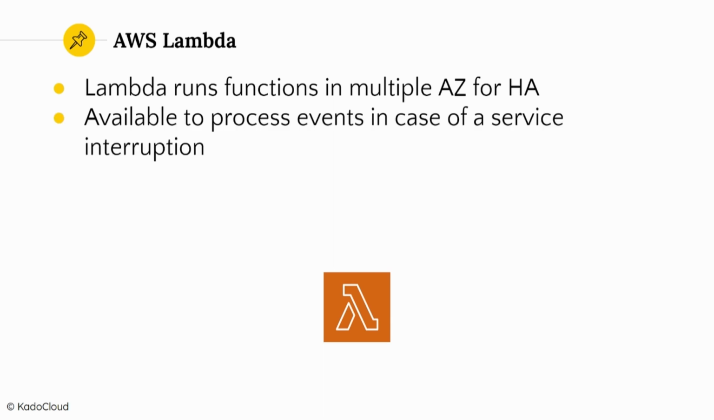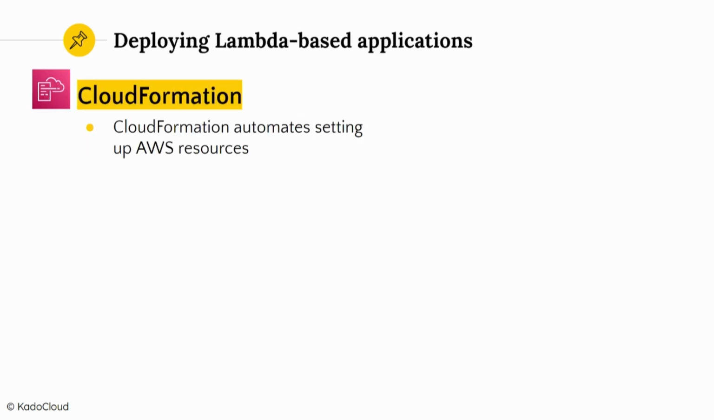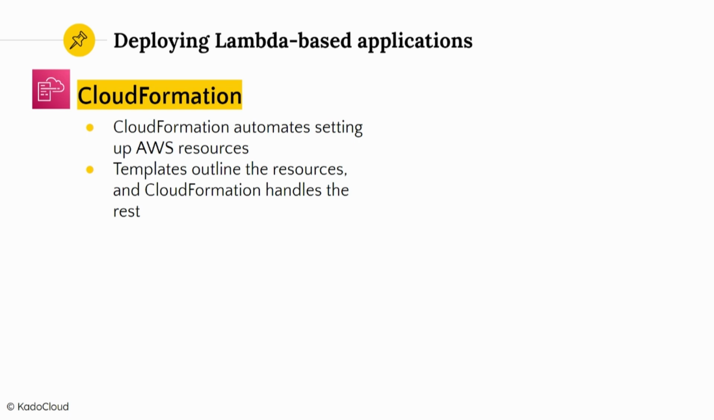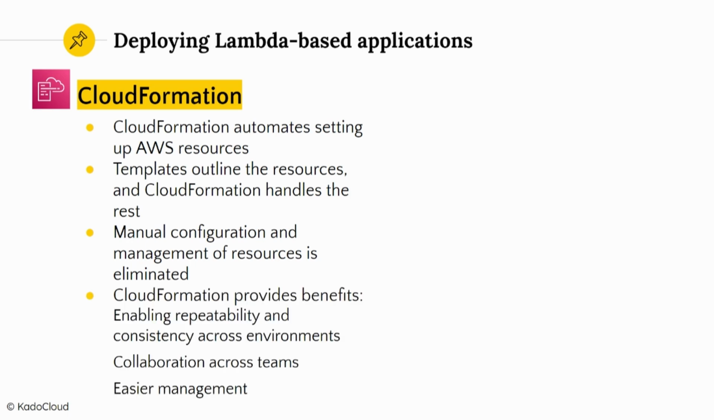If you configure your function to connect to a VPC, specify subnets in multiple availability zones for high availability. AWS CloudFormation is a service that automates the process of setting up your AWS resources, freeing up more time for application development. Simply create a template that outlines the desired resources, and CloudFormation takes care of the rest, including provisioning and configuration. The service eliminates the need for manual configuration and management of resources, and ensures that dependencies are resolved. Here are some examples of how CloudFormation can be beneficial.